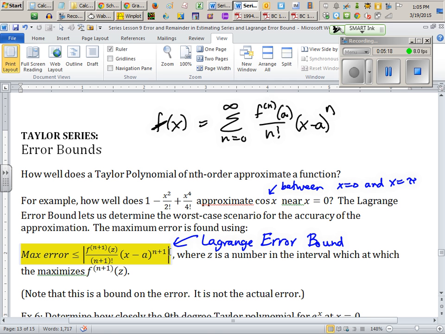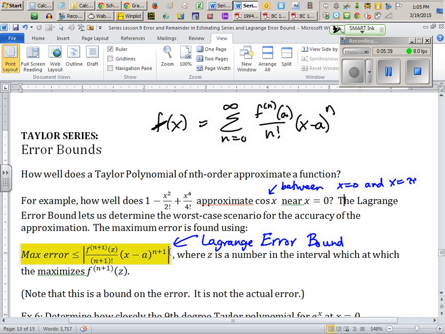The alternating series error is the next term, or the first unused term. The Lagrange error is just the next term in the polynomial, except there's a z there. Okay, so one thing you need to know before we do any Lagrange error-bound problems is it doesn't actually give you the error. It gives you the max error.